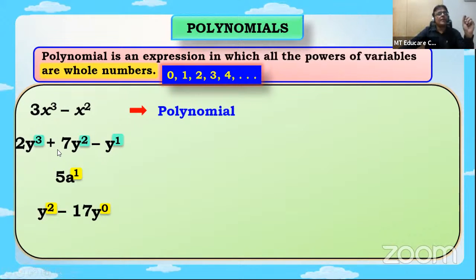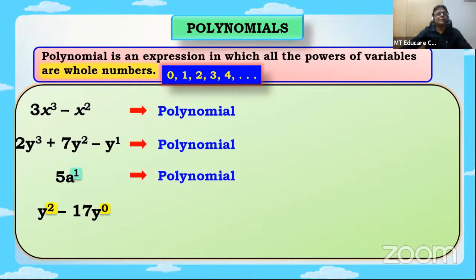Look at the power for the next expression. Power is 3, power is 2, power is 1. Again 3, 2 and 1 are my whole numbers. Therefore, it's a polynomial. Now the next one I want you to identify. I have 5a raised to 1. Look at the power. What is the power here? Very good. It is 1. And whether 1 is coming in whole numbers? Yes. So whether 5a raised to 1 is called a polynomial? Yes, absolutely correct. It is a polynomial. And the last one.